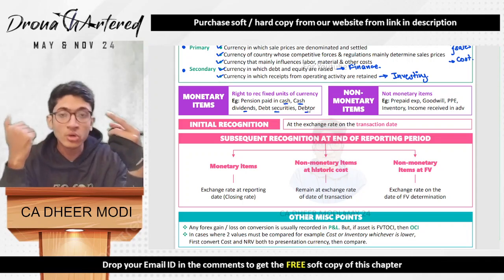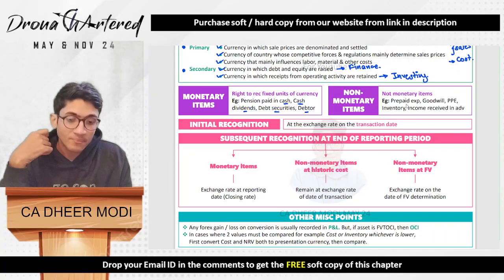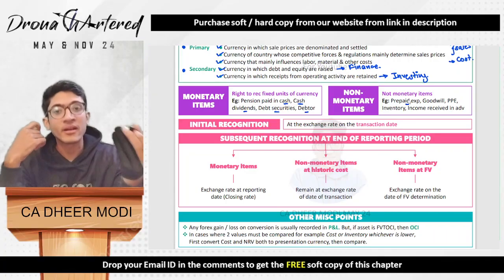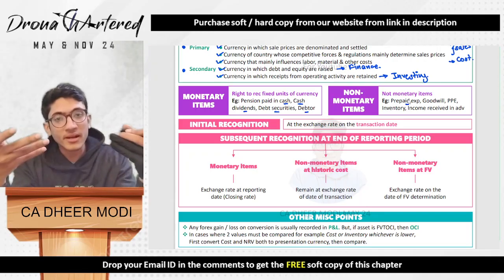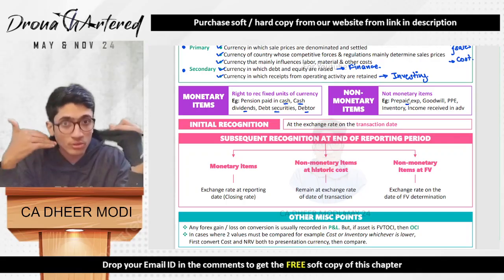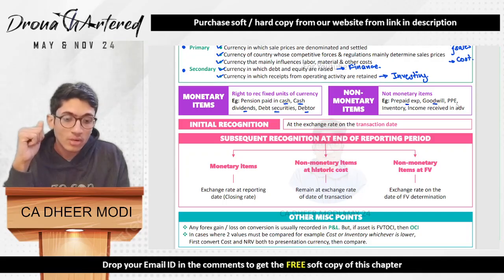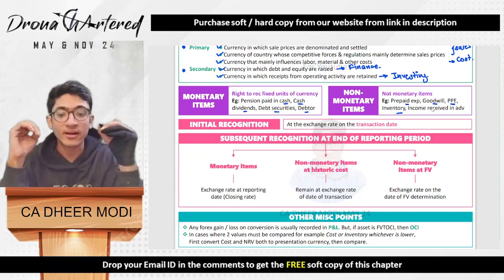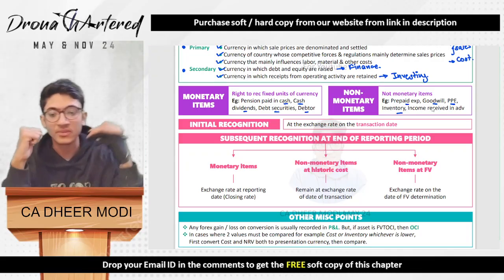And now what are your non-monetary items? Something that will be utilized. So say for example, your prepaid expenses, if you prepaid rent for 12 months. So now this 12 months that you've prepaid, will you get some money in return? No. What you will get? You will get the property. You will get the right to use the property for 12 months. Any goodwill, property, plant, equipment, inventory, income tax received in advance, all of these are non-monetary items because you are not going to receive anything in cash.